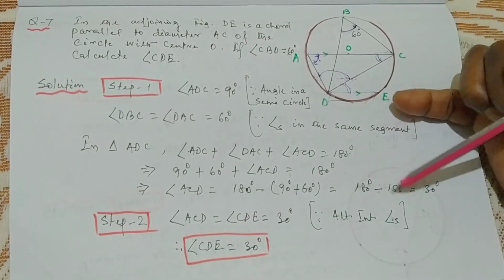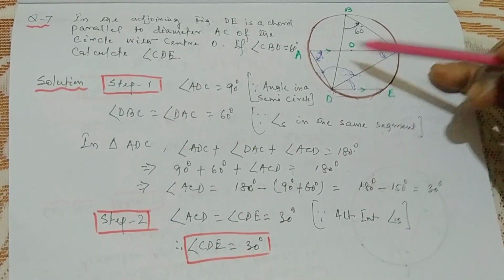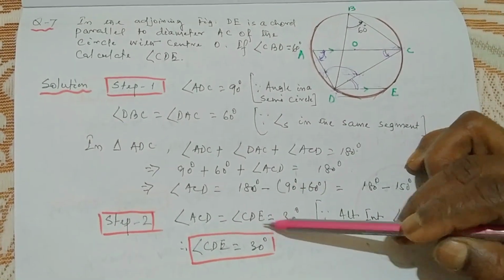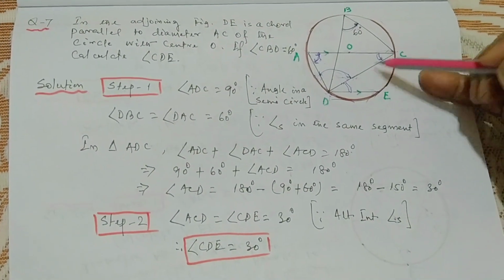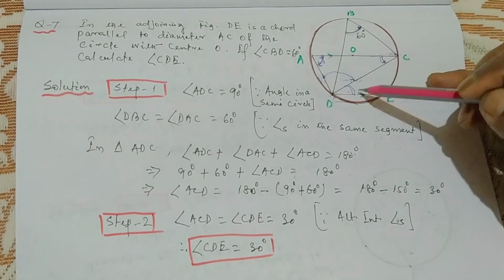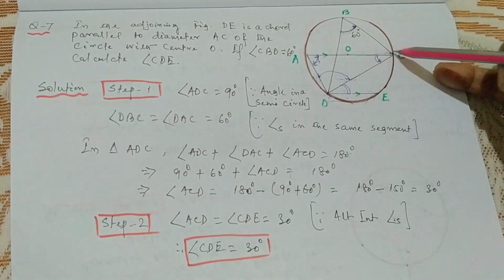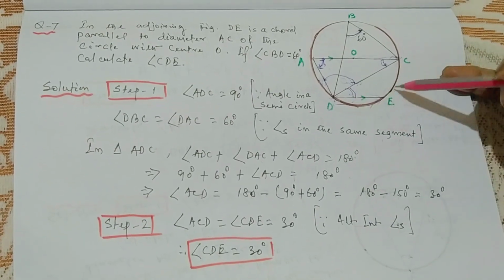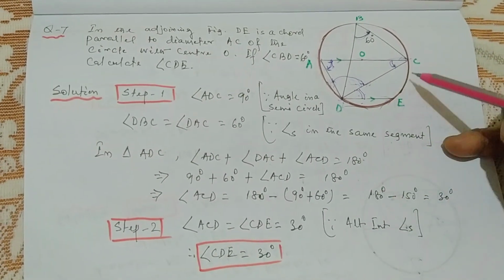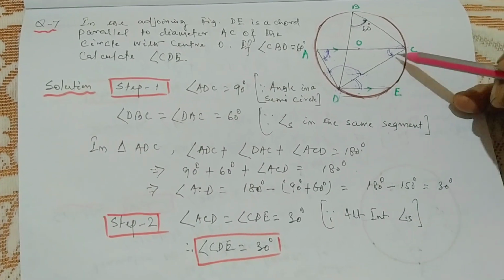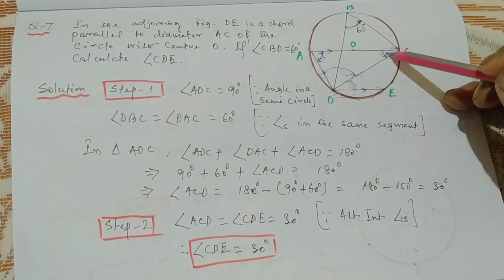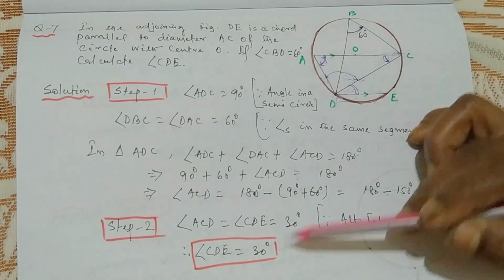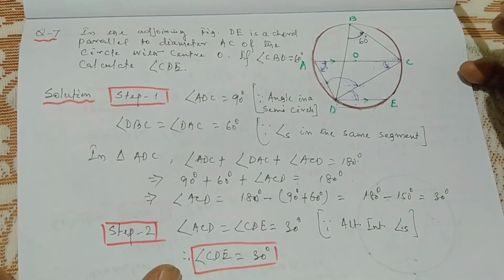Step 2. Angle ACD, this angle equal to angle CDE, this angle. These two angles are equal because these two lines, that is AC and DE, these two line segments are parallel, and CD is the transversal. So these two angles are alternate interior angles. So that is why they are equal. So therefore angle CDE is equal to 30 degree. That is the answer.